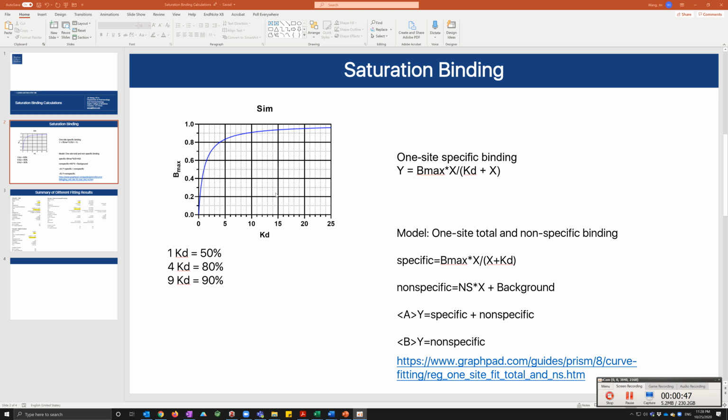So here's a simulation of this saturation binding. Basically, it follows an equation like this, right? Bmax is the maximum signal you can achieve with a very high concentration of the ligand, and X is the ligand concentration here. I just express this X in terms of KD. For example, when your ligand concentration, or say here tracer concentration, equals KD, that's when you achieve half maximal signal, right?